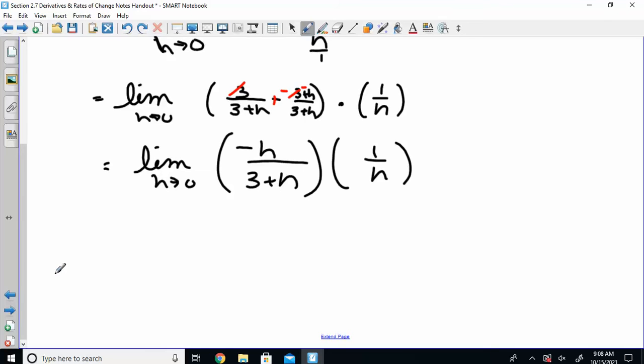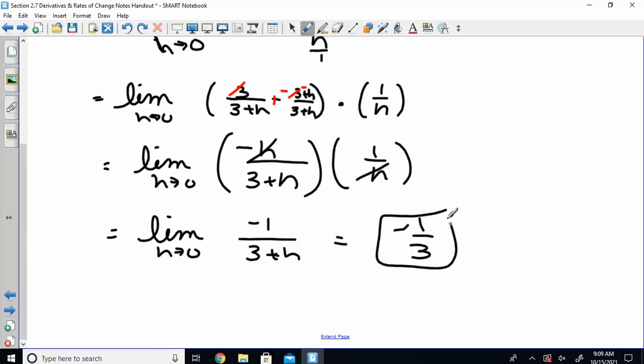Is this helpful? Why? What happens? The h's cancel. The h on top and bottom cancels. You get negative 1 over 3 plus h, so now you can plug in a 0 for your h and you get negative 1/3. Okay, but I wanted the whole equation.